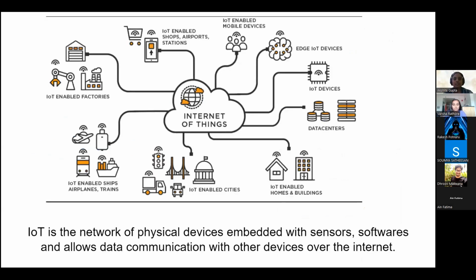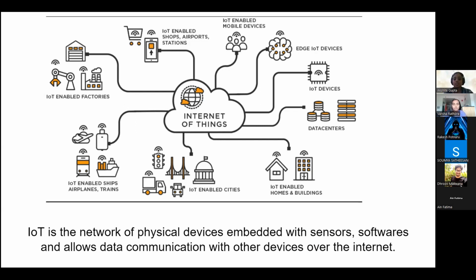We all live in this IoT world. Like we have IoT-enabled mobile devices, homes, buildings, IoT gardens, etc. So what is IoT? IoT is the network of physical devices that have inbuilt, embedded sensors, technology, and software that allow us to communicate data with other devices over the internet.